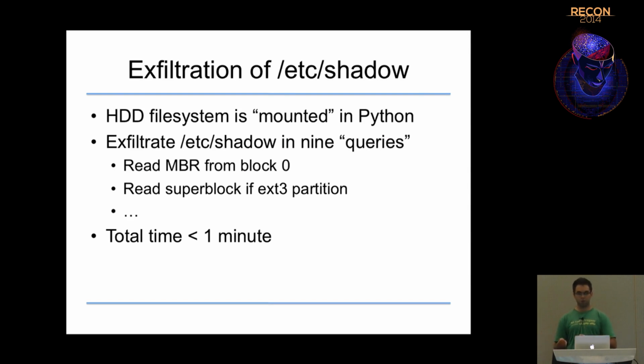Then you read the X3 superblock, and you go through etc until you reach etc shadow. Then you are able to exfiltrate the file etc shadow in 9 queries. In our experiment, this took less than 1 minute. Of course, if you want to do this in real life, then you're not generating the amount of traffic that we generated in that case. So it will maybe take 1 day, but still afterwards you have root access to this PC once you manage to crack the hash inside this file. And etc shadow is not the only information you can access.